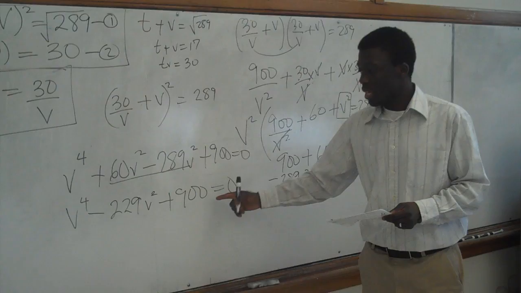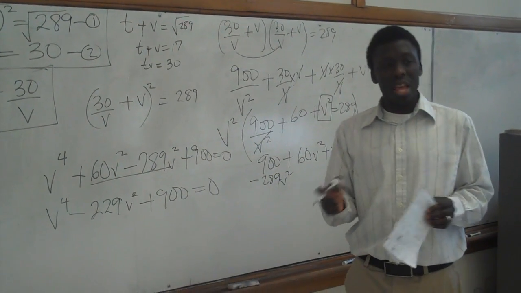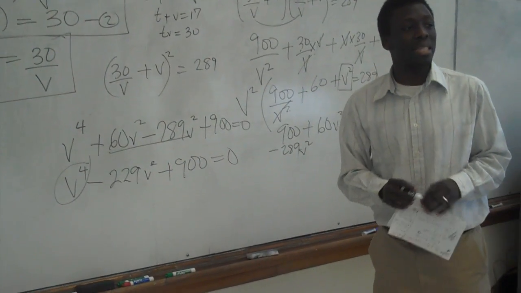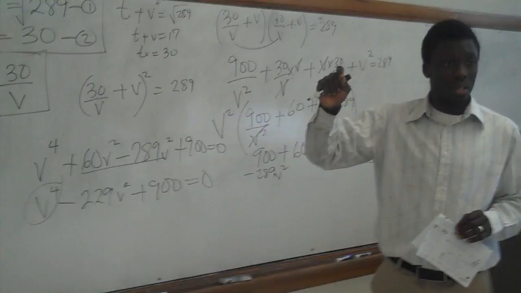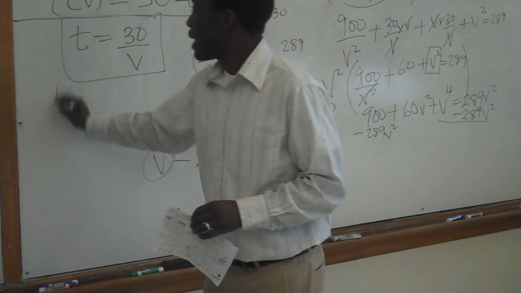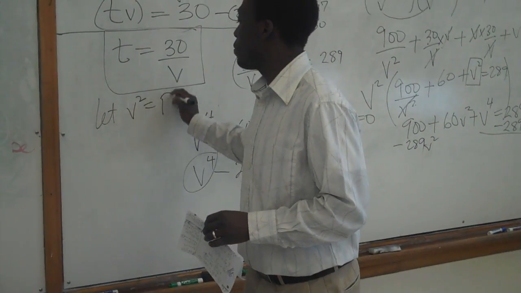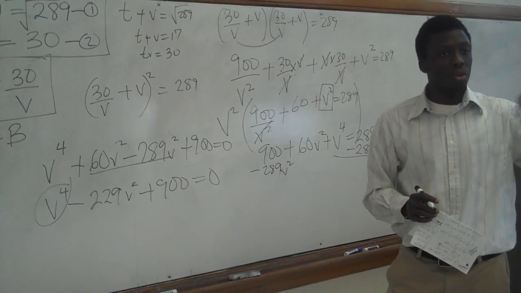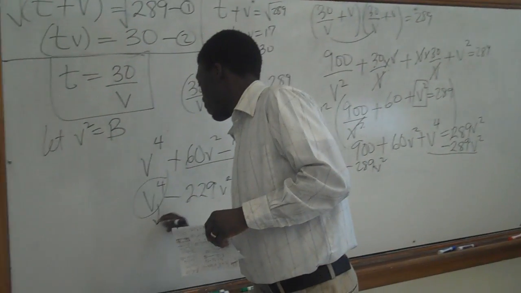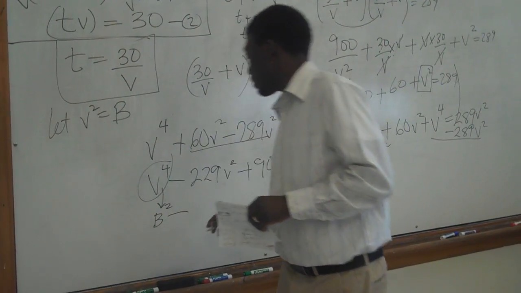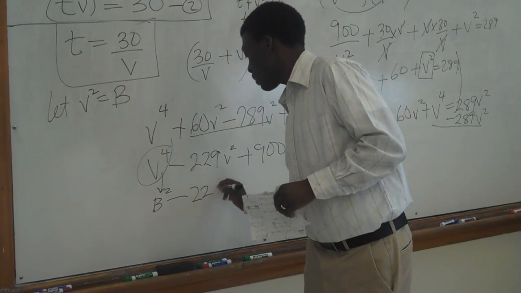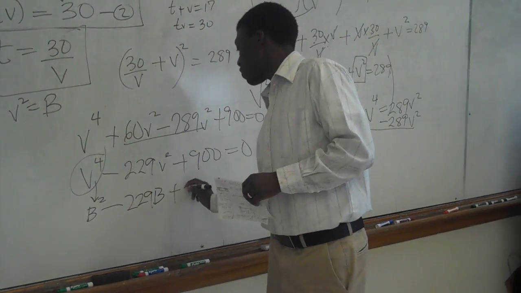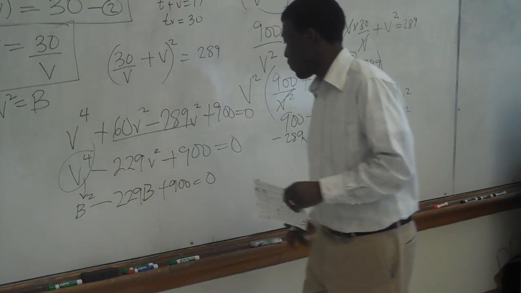And so what happens is, this is a quadratic equation. However, we have v to the fourth, and we have to simplify that. We have to break it down so that we have it in squared. And the way to do that is we're going to say, let v squared represent b. So if v squared represents b, then v to the fourth would be the same thing as b squared here, minus 229b, because b now represents v squared, and that's plus 900, and that's equal to 0.